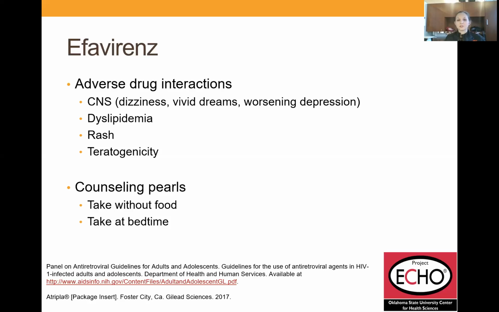And then counseling. We actually recommend patients take it without food and at bedtime. And that is because of the CNS effects. Efavirenz will absorb appropriately without food, but it will actually absorb at a higher area under the curve concentration if you take it with food, specifically with a high-fat meal. And so we want patients to get appropriate absorption and not too much. So we tell them to take it without food. And then we advise people to take it at bedtime so that they hopefully are sleeping through a lot of those CNS effects and the peaks of the dizziness and the drowsiness, etc.